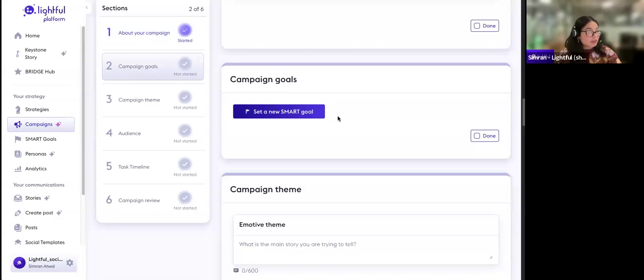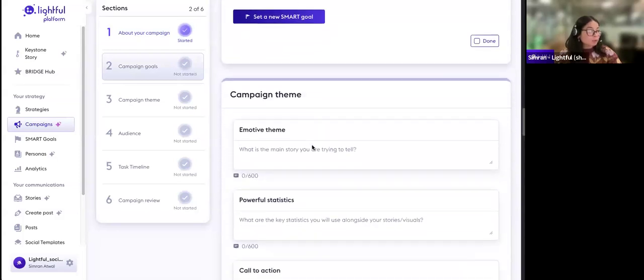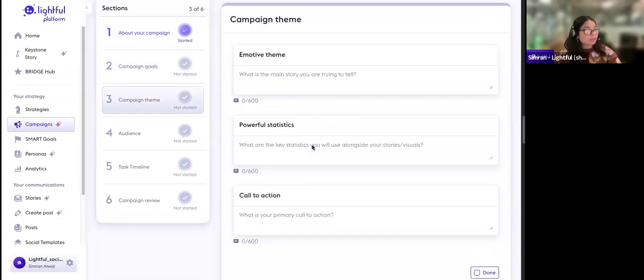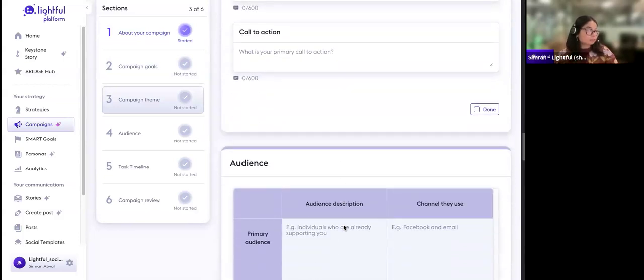And then we have a space for you to add your SMART goals and also adding your campaign theme. So this is a great way to explore the way you want to communicate your campaign content. So is it going to be emotive? What statistics are you going to use to back up the emotions? Because we know emotions isn't the only way to appeal to your audience. You have to make sure it's backed up by evidence. And then also, what are you going to convert that to? So what is your call to action?